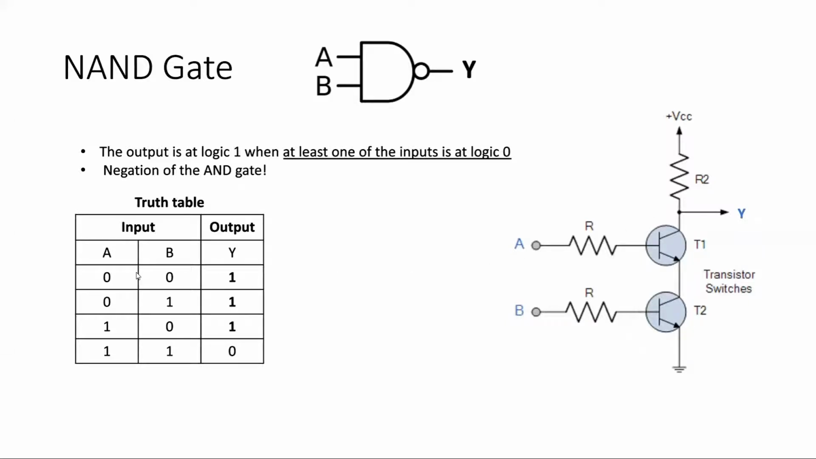For any of these gates, we can have more bits, but the same logic applies, meaning that even if, for example, we have 16 bits of input, we will have just 1 bit of output, and this output will be at logic 1 when at least one of the inputs is at logic 0. But the truth table in that case will be much bigger. For example, if we have 4 bits of input, we will have 2 to the 4 different cases, 16 different rows in our truth table.